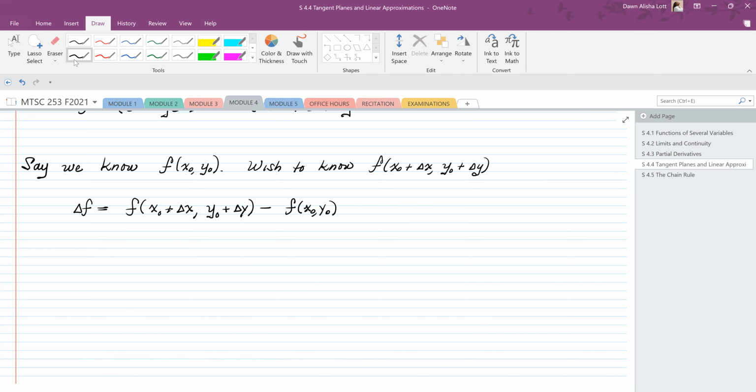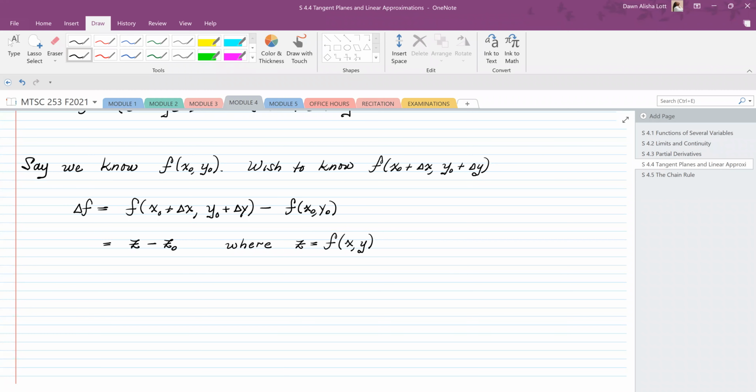Okay, so f of x naught plus delta x, y naught plus delta y, minus f of x naught, y naught, that's the change. This is just z minus z naught, where z is f of the new value. The new x is x plus some change, and the new y is y plus some change. So that's just the difference between z and z naught.